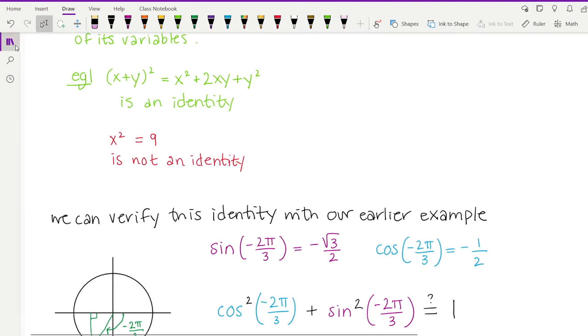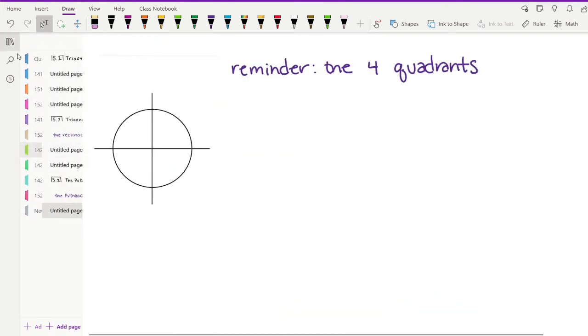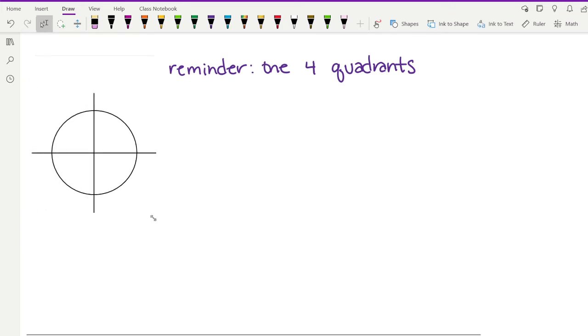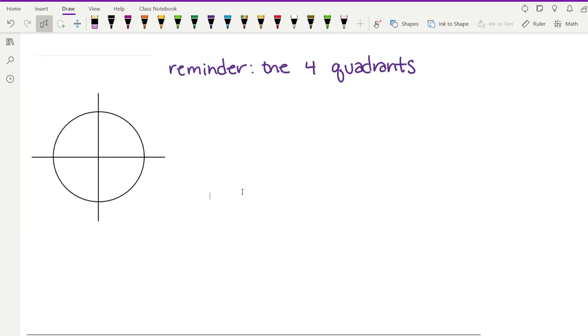Okay, so I want to do a couple more examples. Basically, what we'll see is that because we now know the Pythagorean identity, if we know the value of sine or cosine, it will help us find the other trig functions. So I want to start with just reminding you about the 4 quadrants and what they tell us about the values of sine and cosine, because this is a useful thing to be aware of. This is stuff we already talked about, but I still think it's worth rehashing.